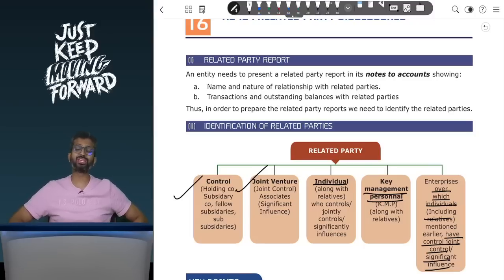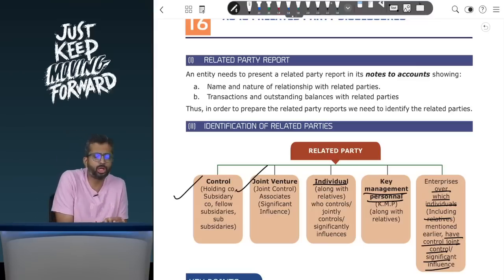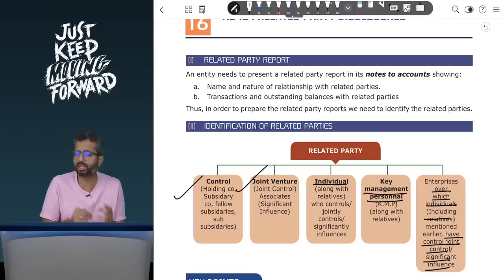Apart from that, there is something called a key managerial personnel. So till now we have only spoken about ownership, that is money related relationships. However, key managerial personnel are individuals who are responsible for planning, directing, controlling the affairs of the entity. These key managerial personnel are responsible for the day-to-day affairs of the entity. Like, can an accountant be a KMP? No. Can an article clerk be a KMP? No.